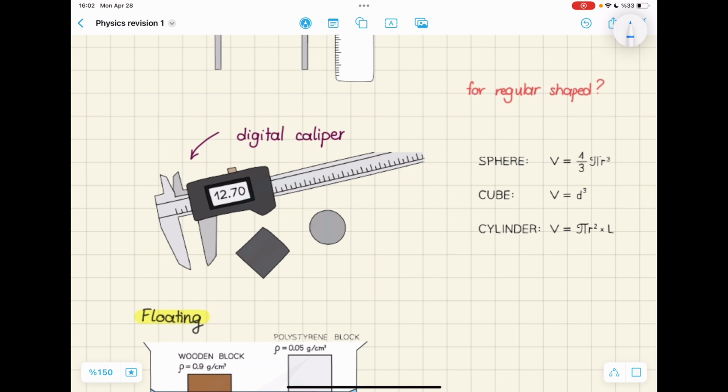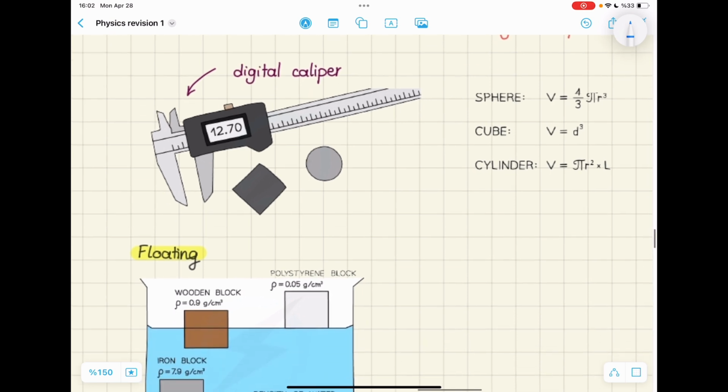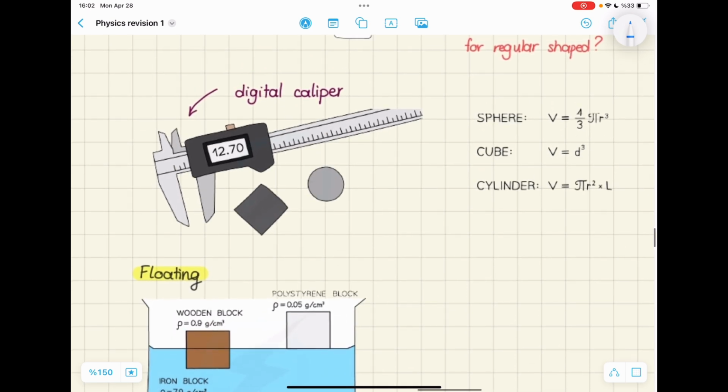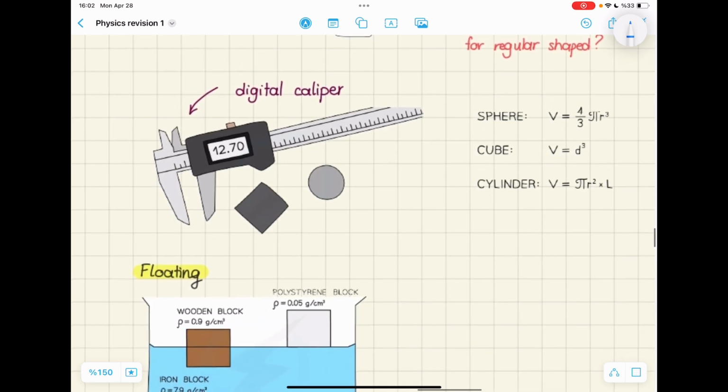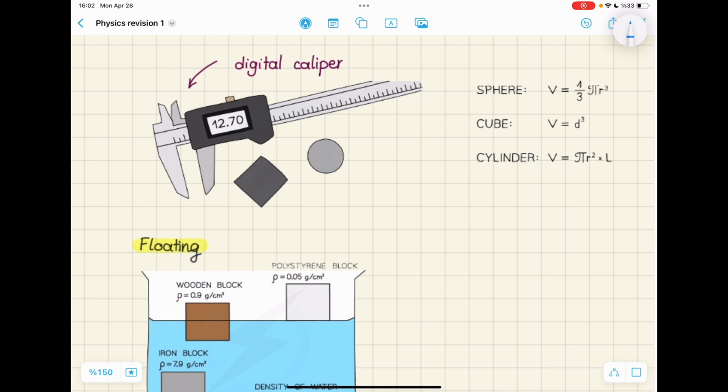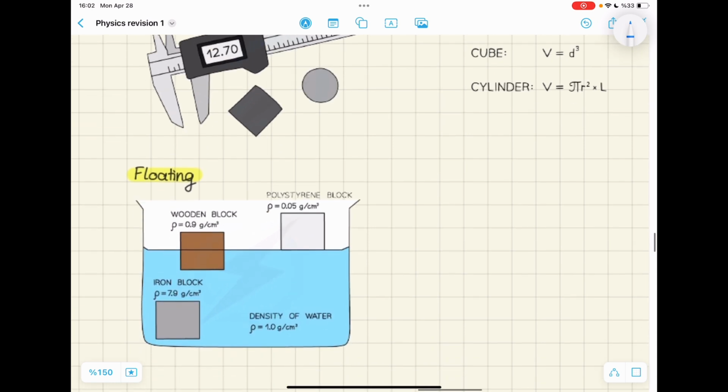Here it measures very small lengths precisely. However, the micrometer is more precise for very, very small things. Usually this one is digital, which is great. You don't have to read anything on two scales. Usually we don't use it much, but it's a good thing that we know.